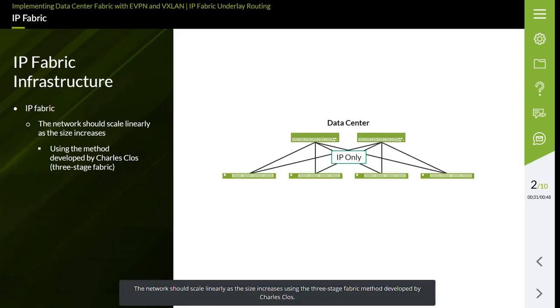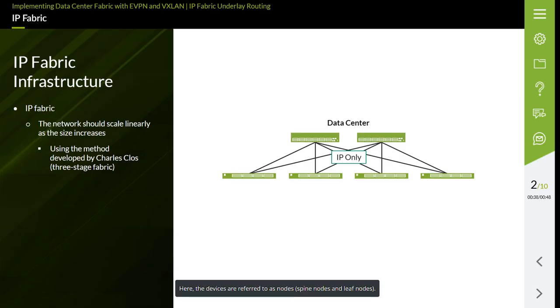The network should scale linearly as the size increases using the three-stage fabric method developed by Charles Clos. Here the devices are referred to as nodes such as spine nodes and leaf nodes. Keep in mind that all devices in an IP fabric are basically Layer 3 routers that rely on routing information to make forwarding decisions.